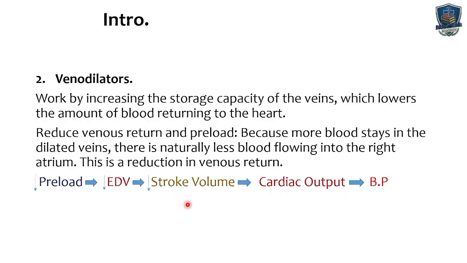So when the stroke volume decreases, remember in our first episode, the formula of the cardiac output equals the stroke volume multiplied by the heart rate. So if you decrease the stroke volume and the heart rate remains constant, we are going to decrease our cardiac output. And if you decrease our cardiac output, from our first episode, blood pressure equals the cardiac output multiplied by the systemic vascular resistance. So if you decrease our cardiac output, we are going to decrease our blood pressure. So that's how this mechanism works.